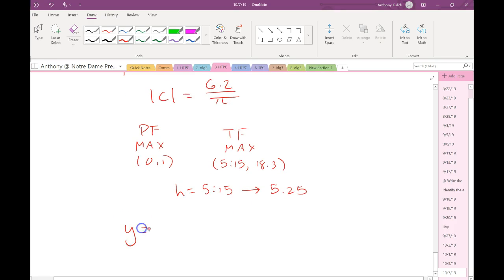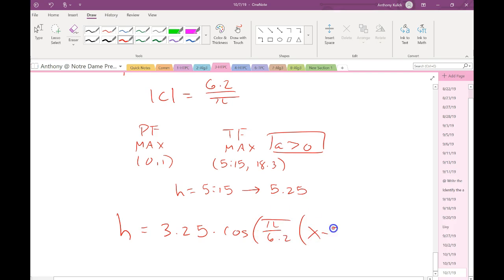So I can say then we have, and because we're going max to max, obviously, the A coefficient is positive. So I have, let's use H's and T's here and try to be consistent. H is equal to 3.25 times cosine of pi over 6.2 times the quantity x minus 5.25, and then plus 15.05. So that's our answer for part A.